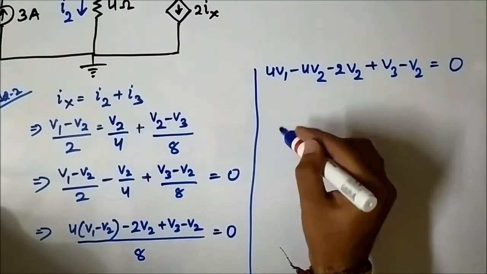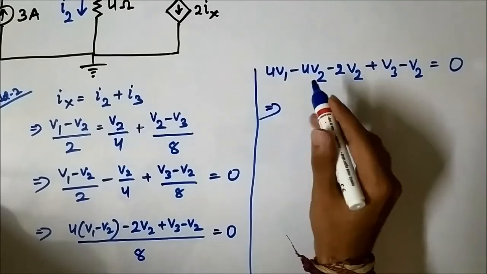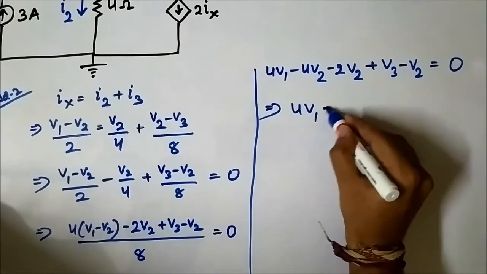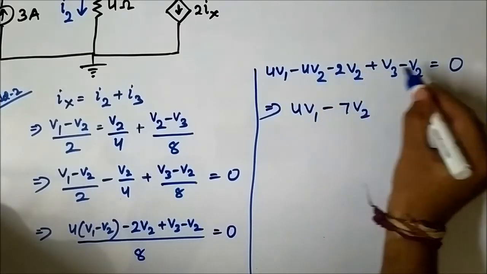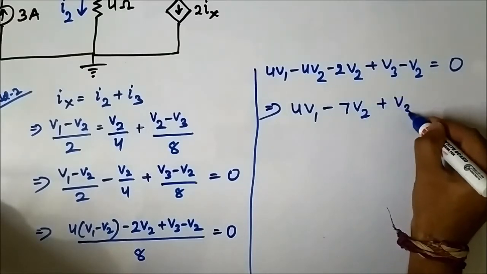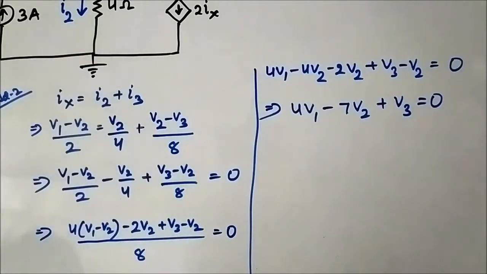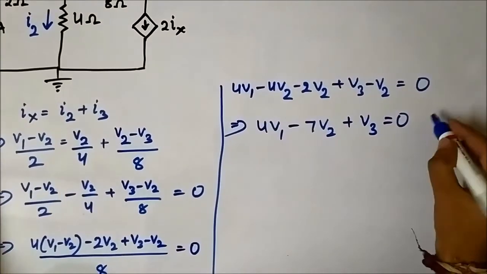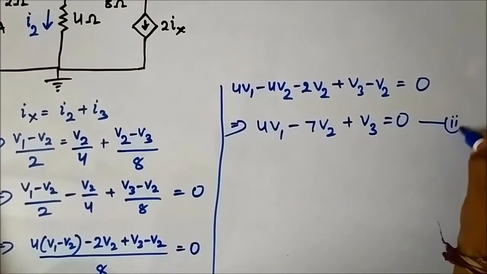8 multiplied with 0, it becomes 0. That implies 4V1 minus 7V2 plus V3 is equal to 0. Okay, this is the second nodal equation. 4V1 minus 7V2 plus V3 is equal to 0. This is the second nodal equation.